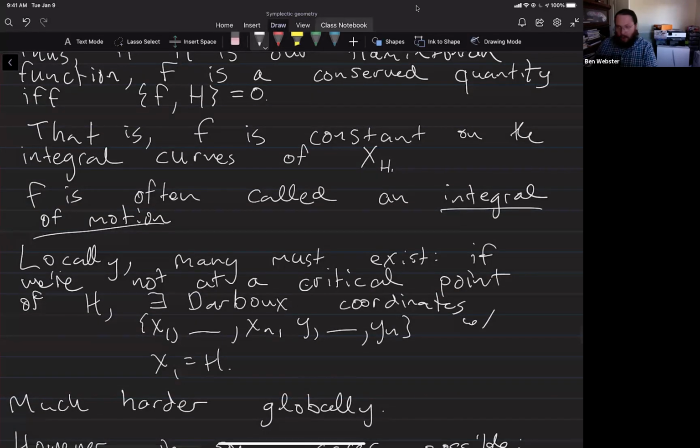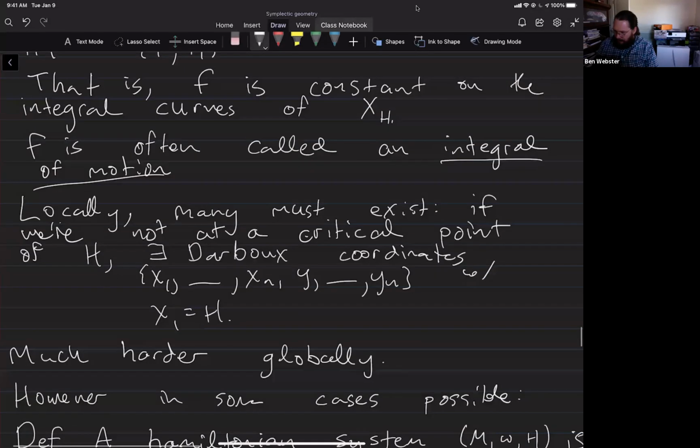In which case, all of the other coordinates from the same set, so if this h is x1, then x2 and x3 and x4 and x5, etc., those are all going to commute with x1. So those are all integrals of motion locally. But it's much harder to find global functions that satisfy this. If you have a random function, random manifold, you shouldn't expect that.